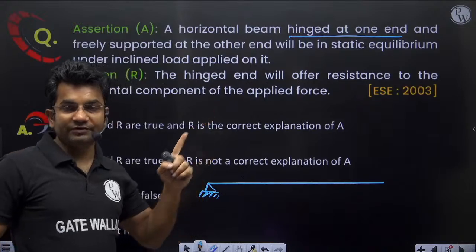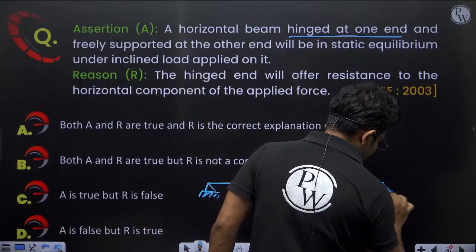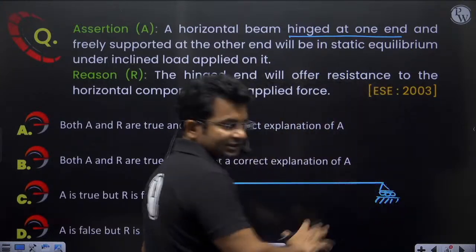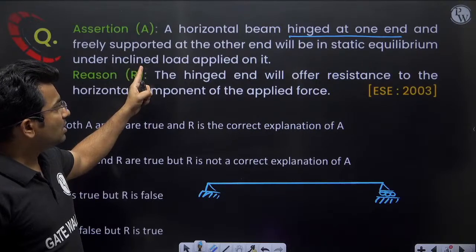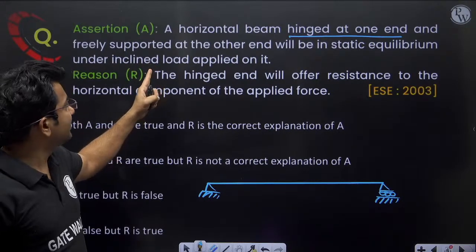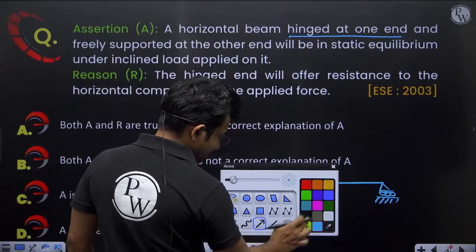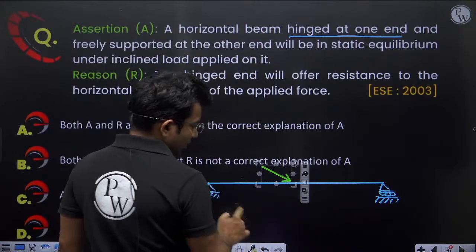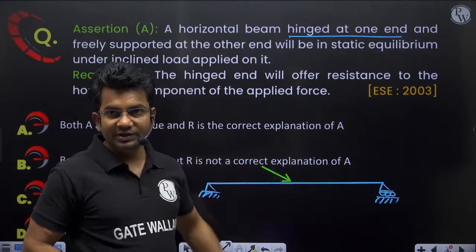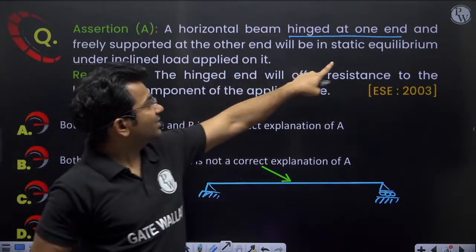What do we mean by freely supported? Freely supported means roller support, it is free support. So freely supported at this end and hinged at this end. It will be in static equilibrium under inclined load applied on it. So let us apply an inclined load like this. Now under this type of load application, will it be stable or not? Will it be in static equilibrium or not?